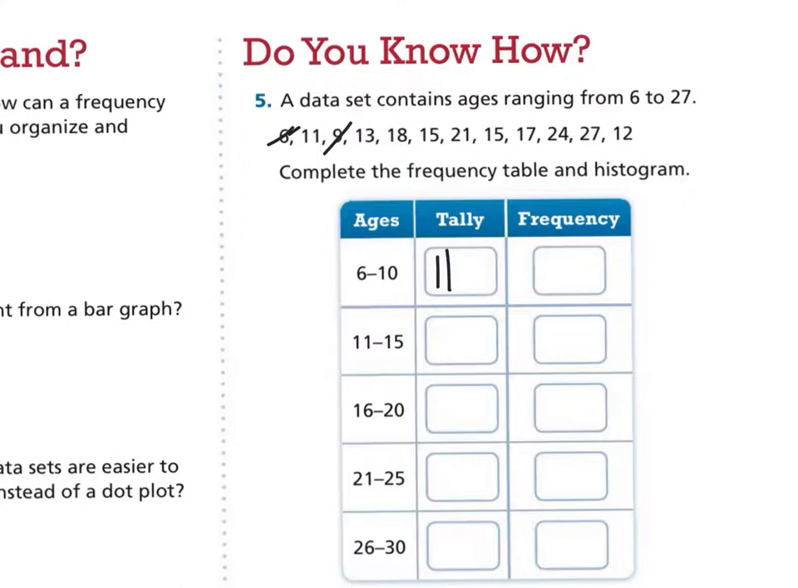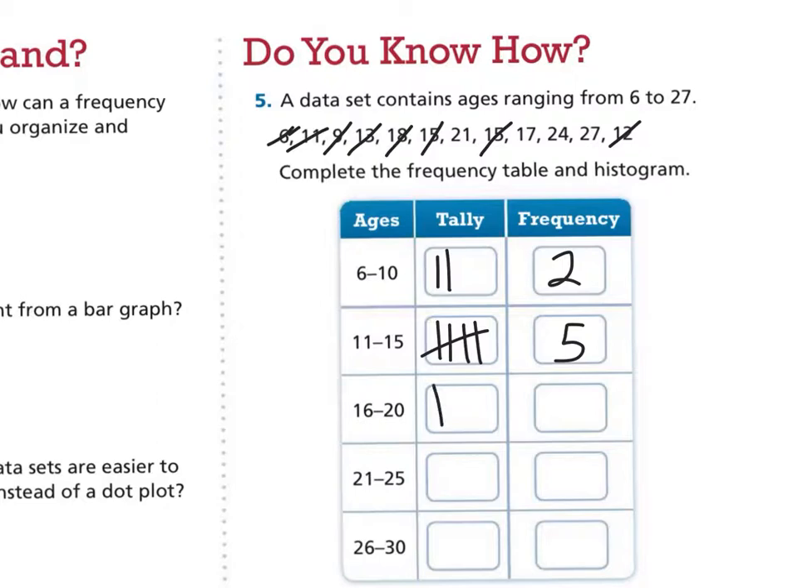Okay, so it looks like only 2 people were ages 6 to 10. 11 to 15. Again, if you want to go ahead and mark all those off, you can, or you can just go individually, one at a time here. Okay, looks like 5 people were between 11 and 15 years old.